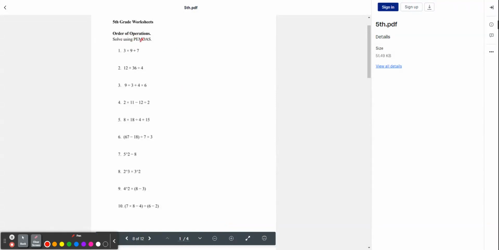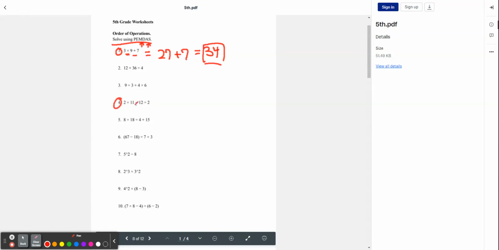So let's start with PEMDAS. Number 1. In this expression, we have multiplication and addition. And according to PEMDAS, multiplication comes first before addition. So we're going to multiply first. 3 times 9 is 27. Then we can add 7 to 27 and we get 34.